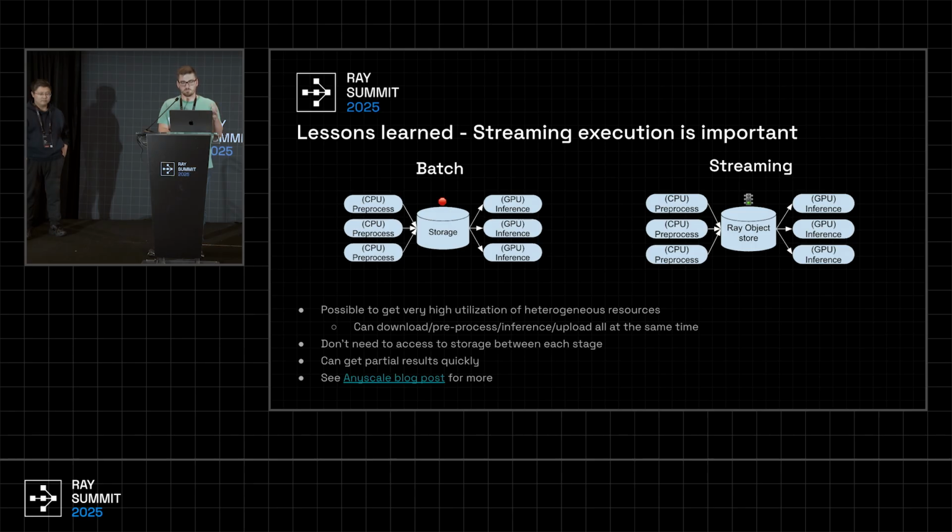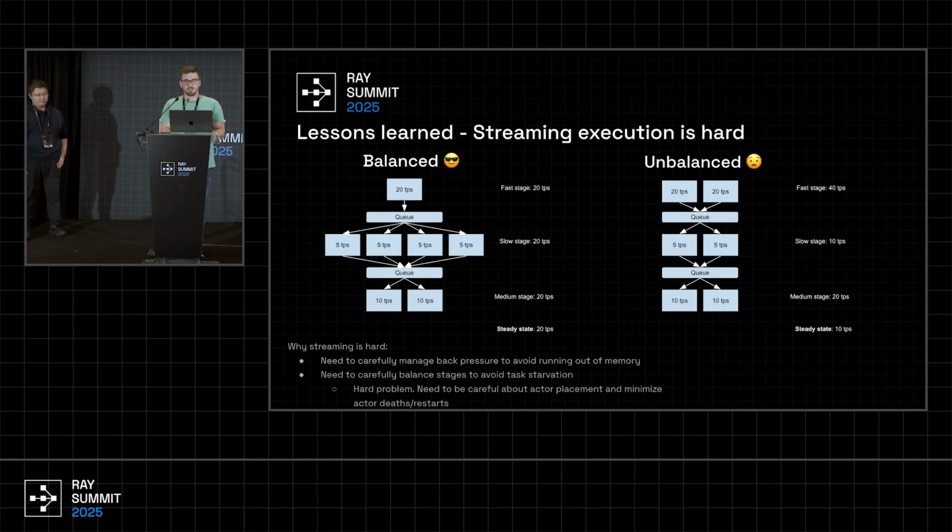So you can run your CPUs and your GPUs at the same time, and so you can get much higher utilization of heterogeneous resources. Some other benefits of doing it this way is that you don't need large cluster local storage between each stage, or rather on each cluster, to store your intermediate outputs. That's helpful for us because we aren't necessarily guaranteed to have large cluster local storage. You can also get partial results from your pipeline quickly, so it's fairly helpful for testing pipelines. And this is all inspired by Ray Data's blog posts on streaming versus batch, which is listed there.